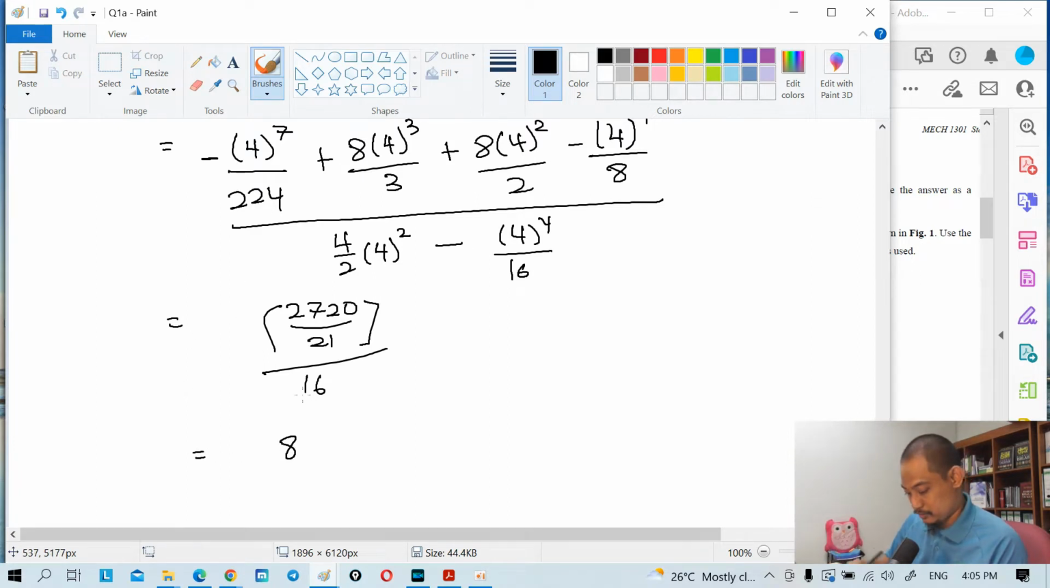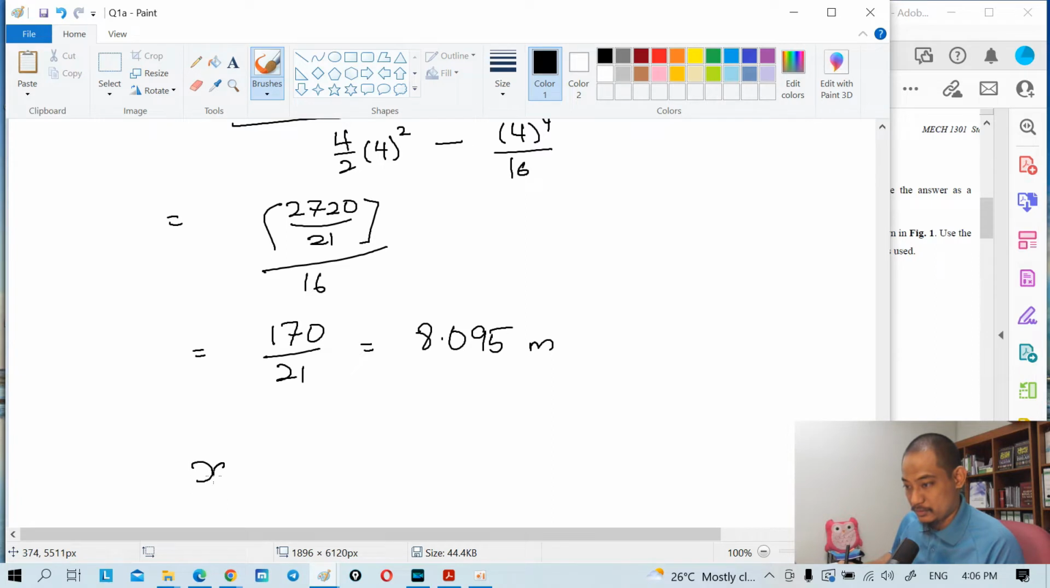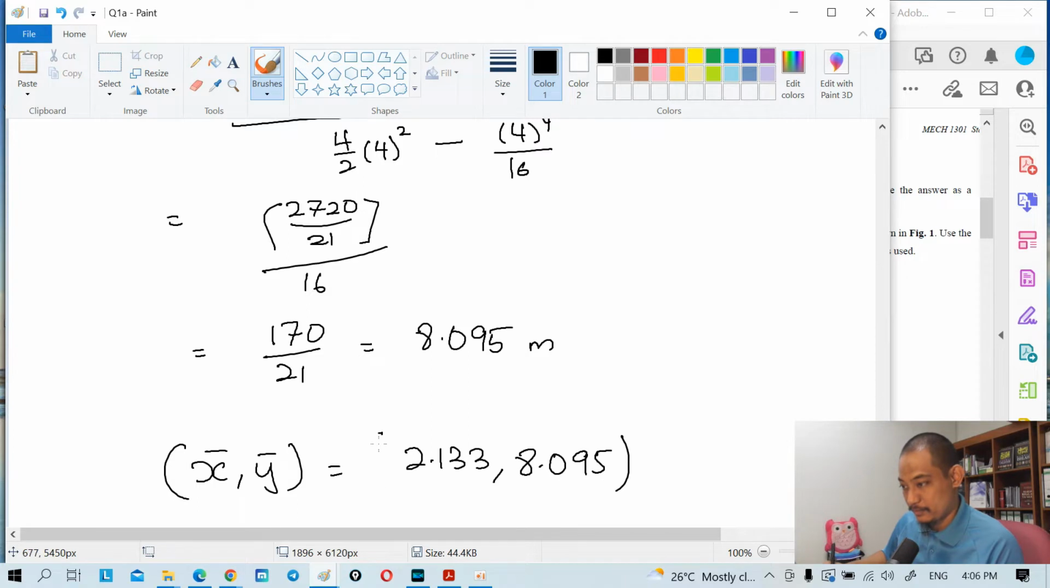8.8, or basically before that, 174021 or equal to 8.095 meter. Now to put in completion, so we have 2.133, so the answer in terms of coordinates is 2.133, 8.095 meter. So that's it there. Alright, that's question 1A. Mashallah, we take so much time.